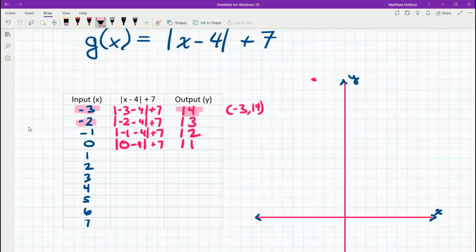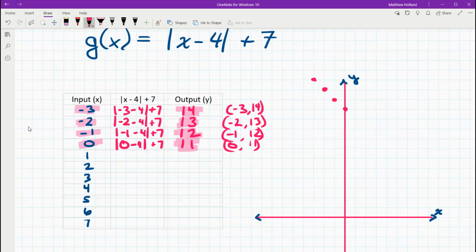The next point, the input is negative 2, the output is 13. So that's the point negative 2, 13. The next point is negative 1, 12, which is right there. And then the last point that I did was 0, 11. Let me just make sure this is right. 1, 2, 3, 4, 5, 6, 7, 8, 9, 10, 11. Look at that. Perfect.